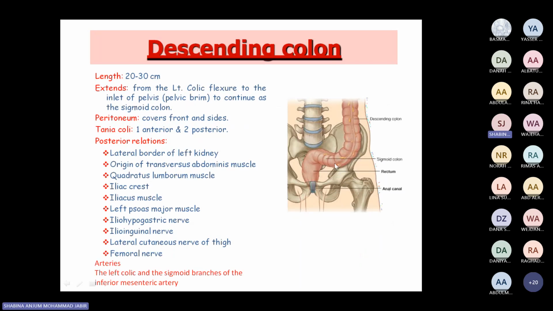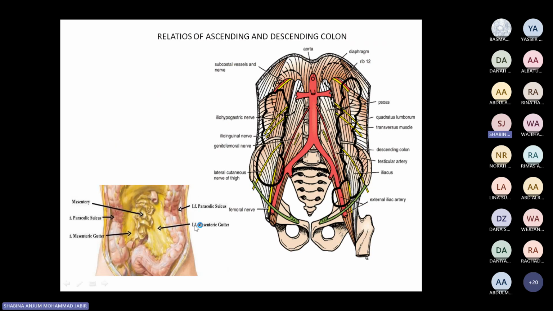Now this is the descending colon. It will start from the left colic flexure and go till the pelvic brim, and here it will become the sigmoid colon. It has peritoneum covering it from the front and sides. What will be the posterior relation? Same as we have seen in the ascending colon.